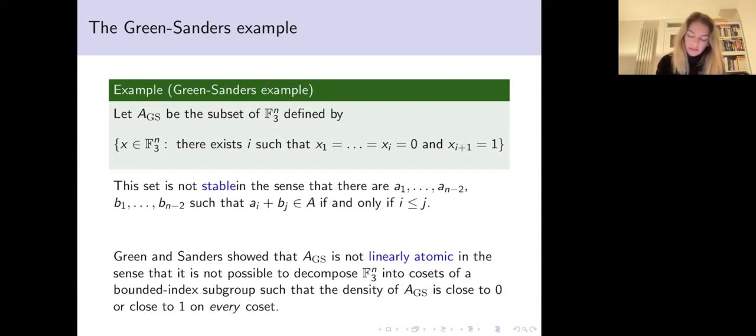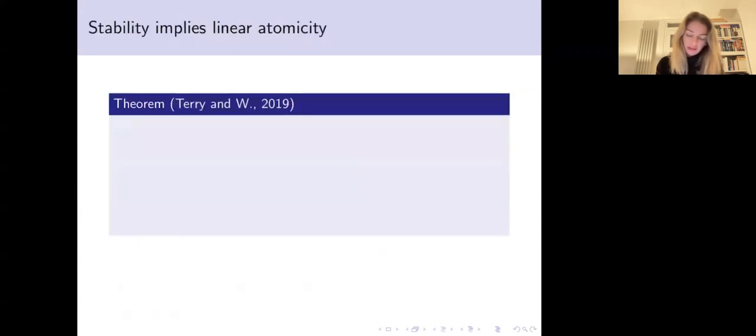And it turns out it is really the stability, or rather the instability of this example, that prevents you from achieving this. So it turns out that if you restrict your attention to stable sets, then you do actually end up with a linearly atomic decomposition. So this is a result that Caroline and I proved a few years ago, which I will state for you. I know many of you have seen it probably several times.